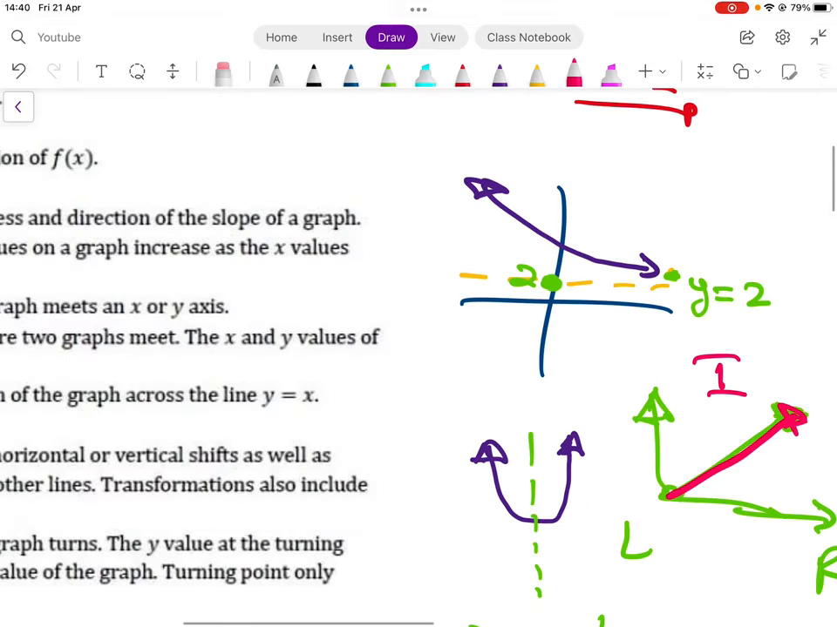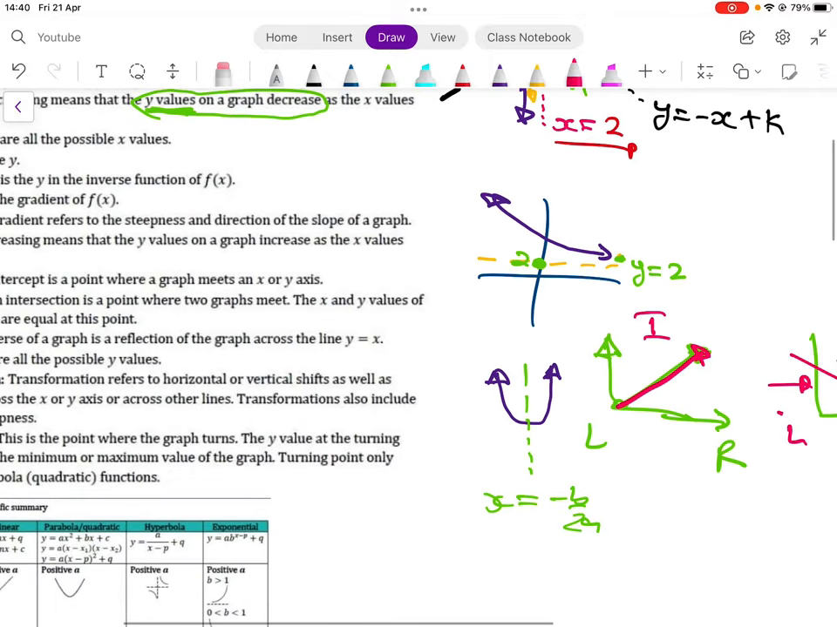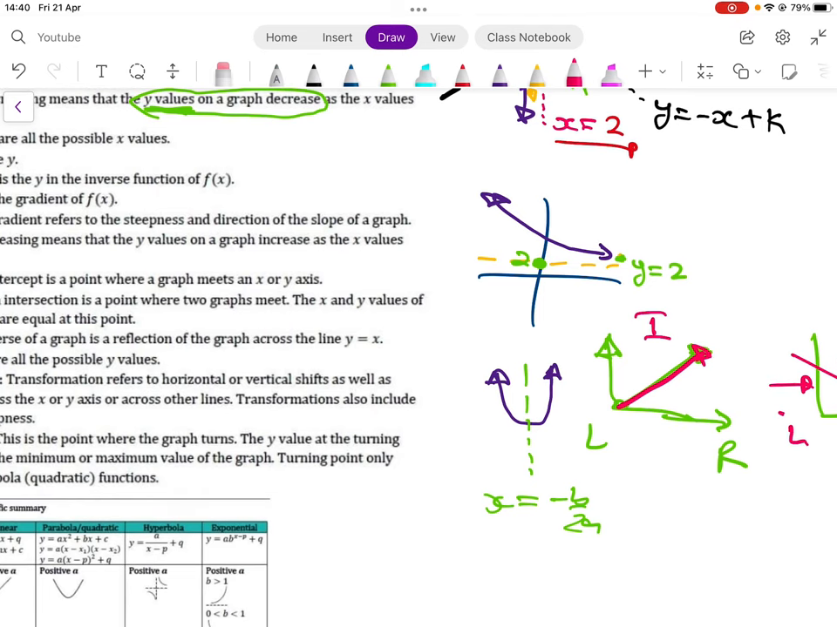So you can also maybe tell with a hyperbola if it's a decreasing or an increasing function. Let's look at this parabola rather.